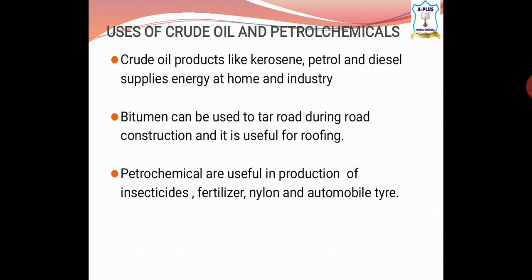Petrochemicals are useful in the production of insecticides. All these insecticides that we have, Raid, Baygon, what are they? They are products of petrochemicals. Some fertilizers are produced from petrochemicals. The nylon bag that we use to carry our things, automobile tires, all these are products of petrochemicals.